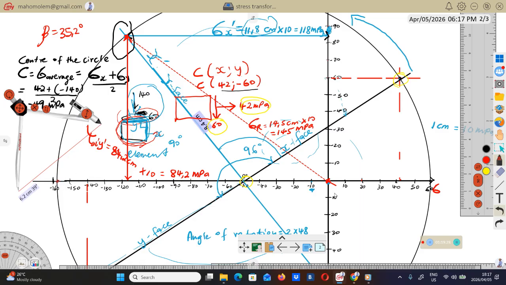This is the point of 0 shear stress. At this point and at this point, there is no shear stress. So, since there is no shear stress at this point of the circle and at that point, these points are going to give us the principal planes and the principal stresses.